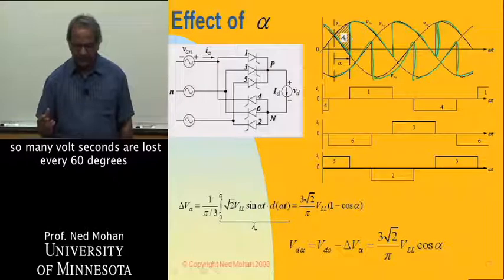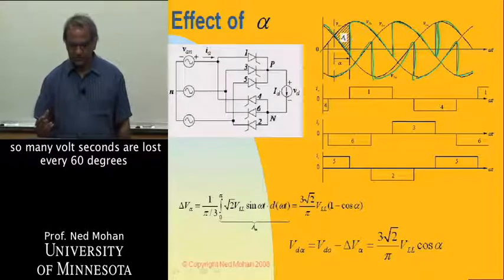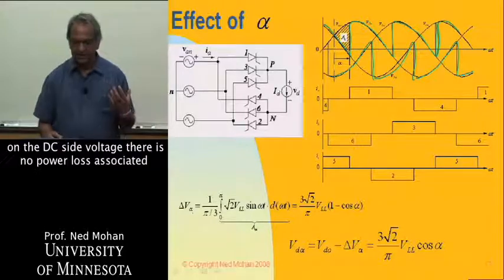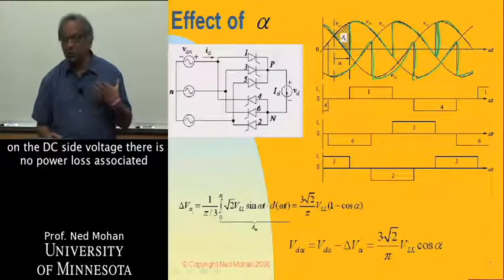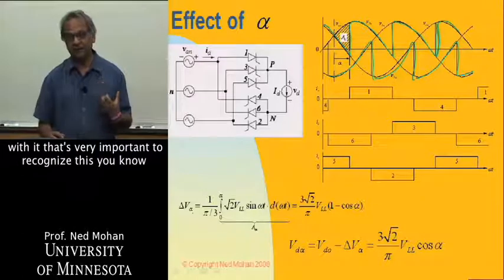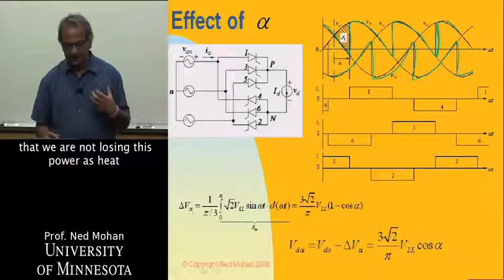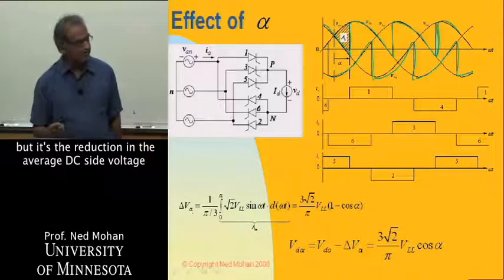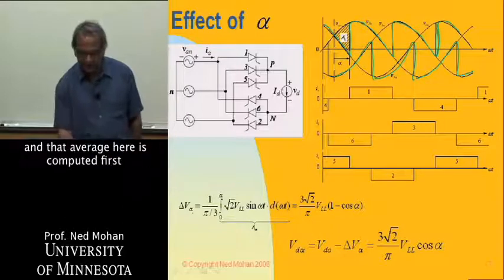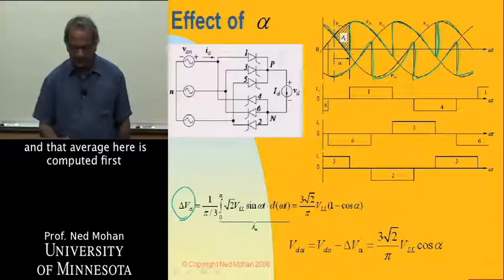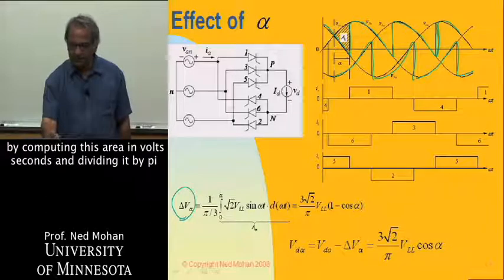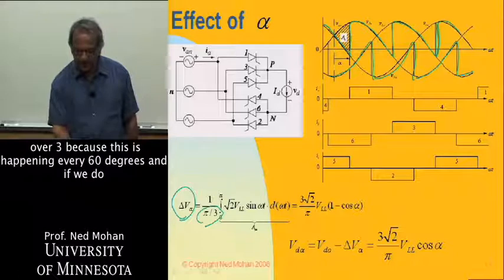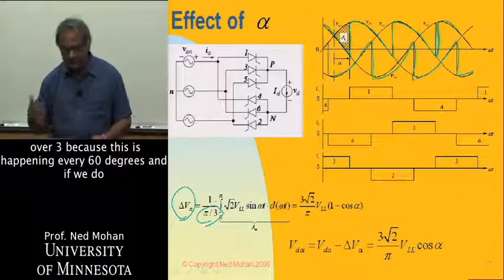So many volt seconds are lost every 60 degrees, and we can compute that, and that is a reduction in the DC side voltage. There is no power loss associated with it. That's very important to recognize. We are not losing this power as heat, but it's the reduction in the average DC side voltage, and that average is computed first by computing this area in volt seconds and dividing it by pi over 3, because this is happening every 60 degrees.